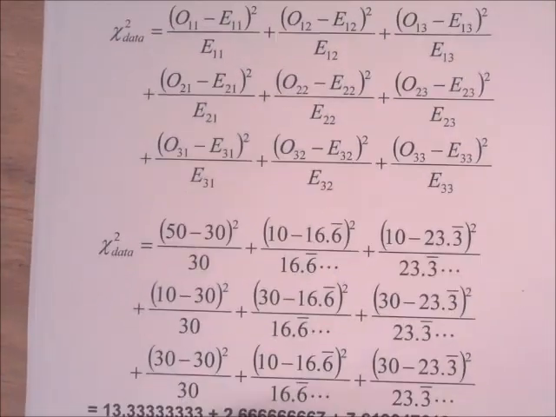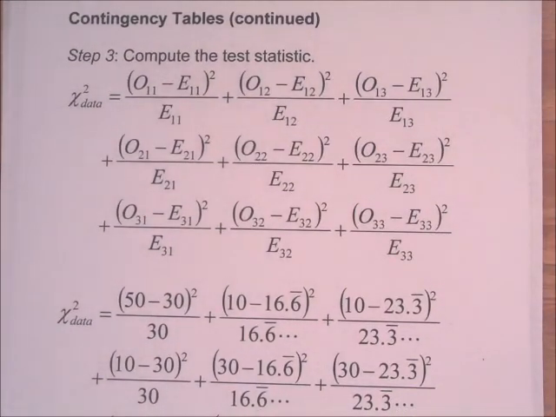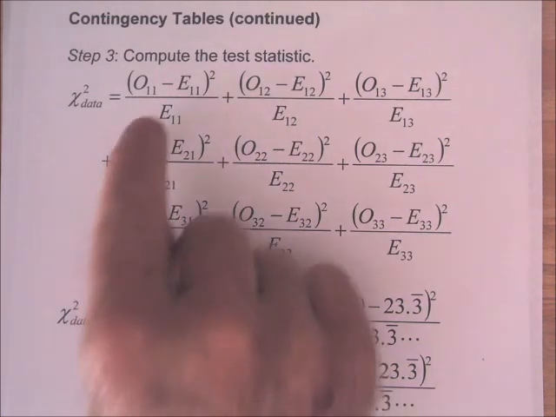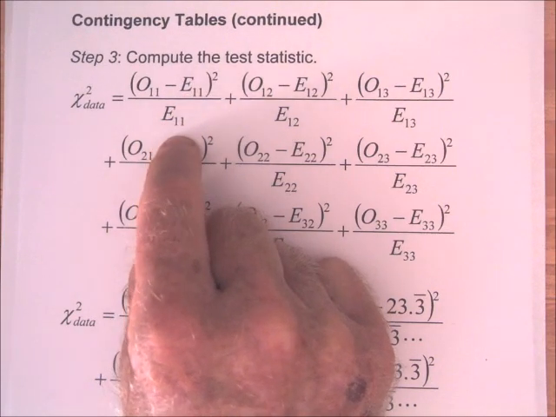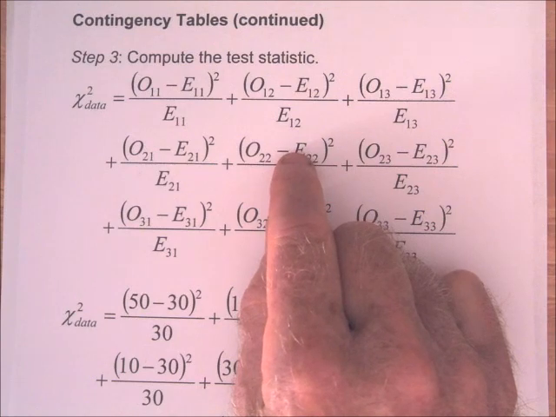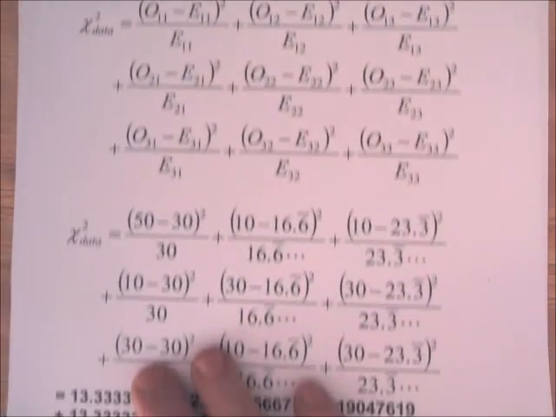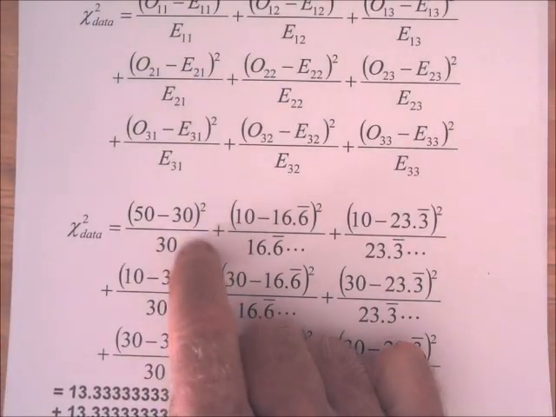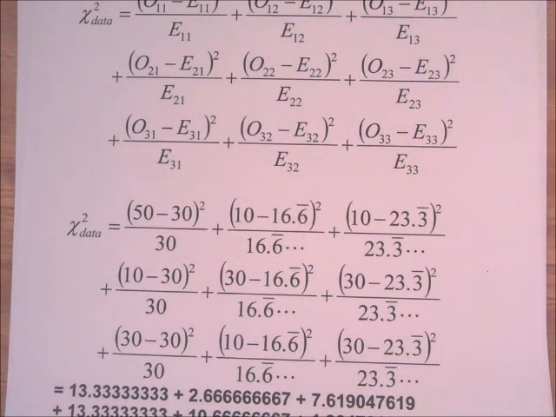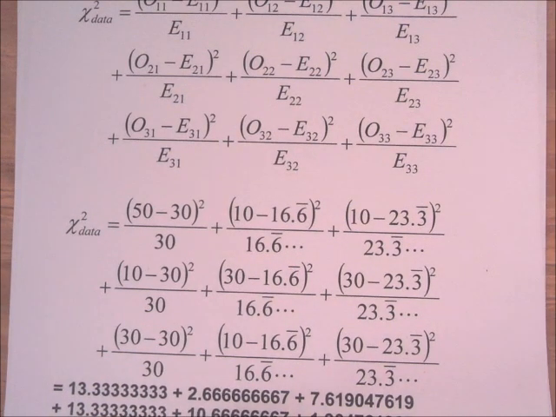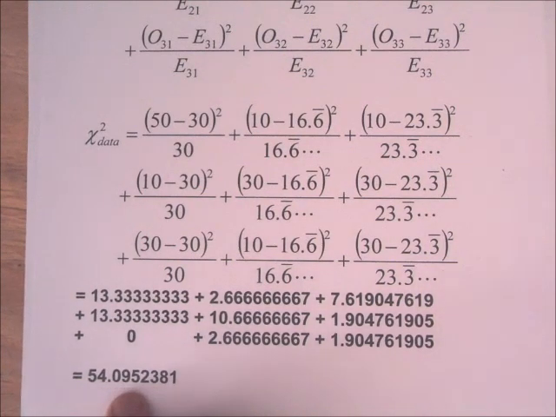Since these all met the standard, we can compute our test statistic. It's the observed in the first row, first column, minus expected in the first row, first column, squared, divided by the expected, and so forth. Do that for each row and each column. So we plug in the numbers: 50 minus 30, square that, and divide by 30. 10 minus 16.6 repeating, square that, divide by 16.6 repeating, and so forth. We add them up and get a test statistic of 54 point something.